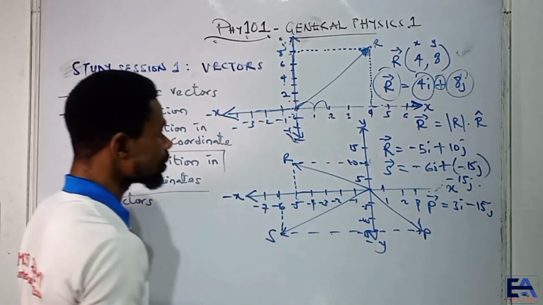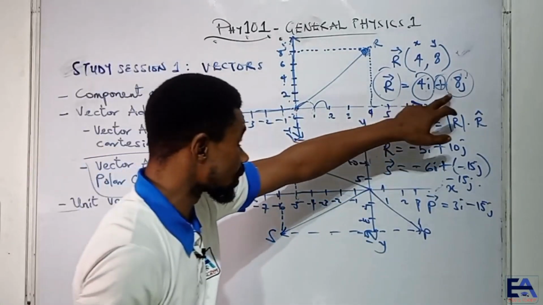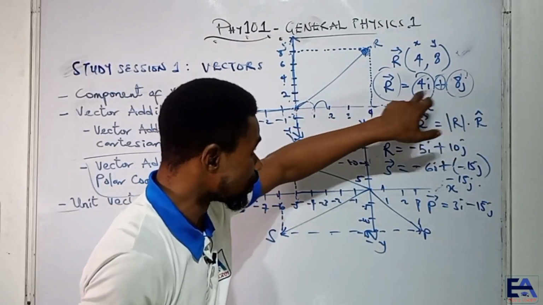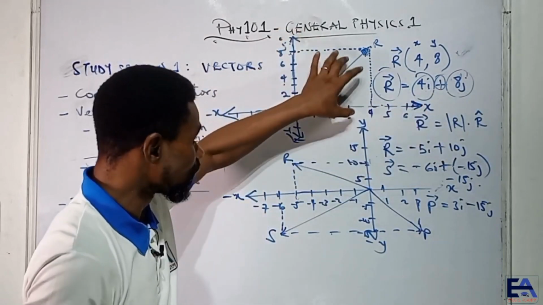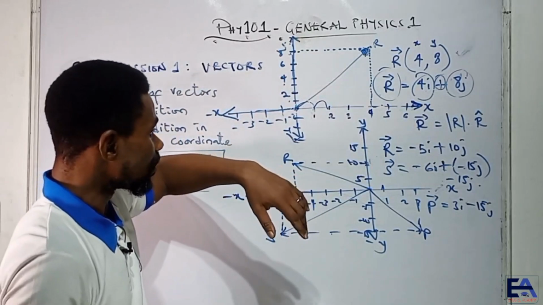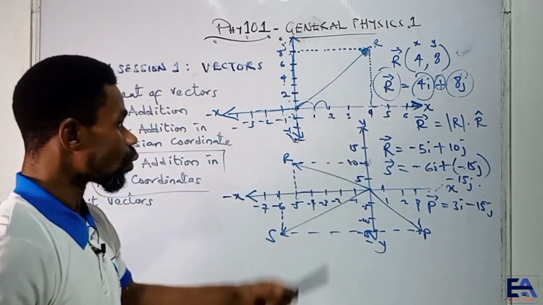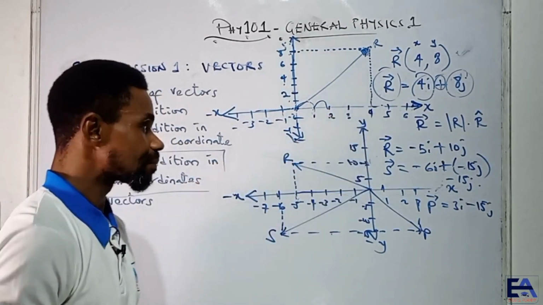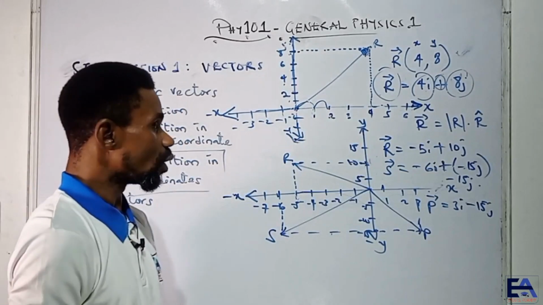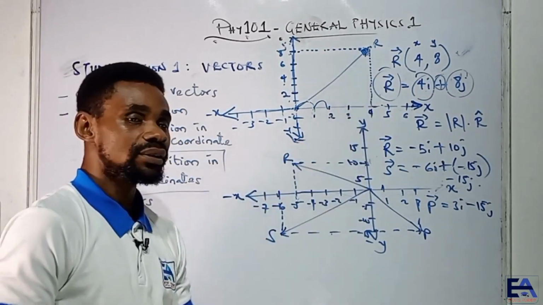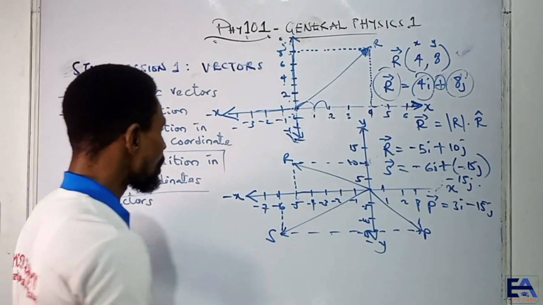What is that I've explained? I've explained the meaning of resultant vector, which is the overall effect of the components of the vectors. It remains how to calculate the magnitude of a vector when it comes in this manner. Let's go.